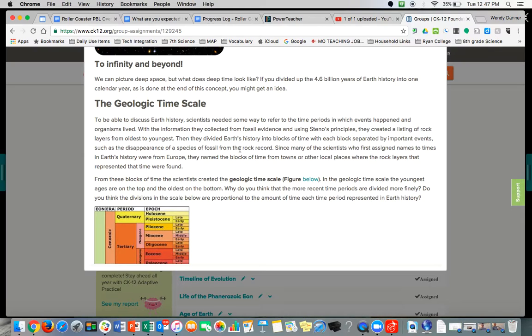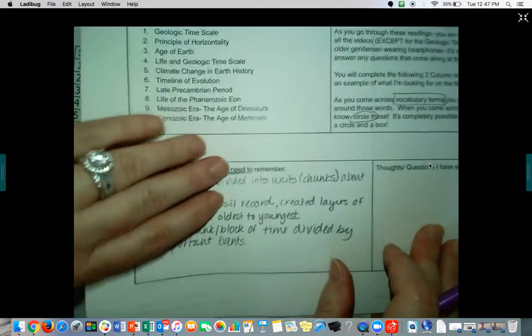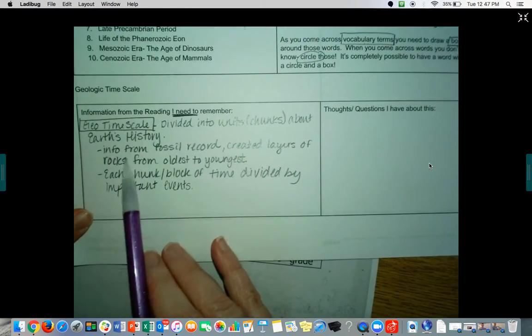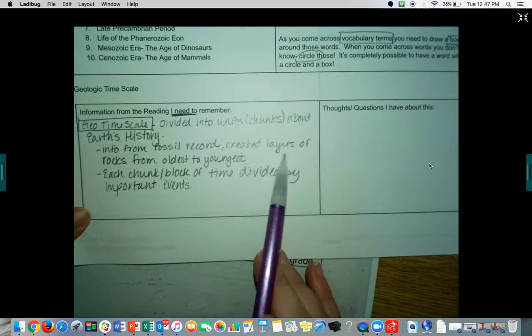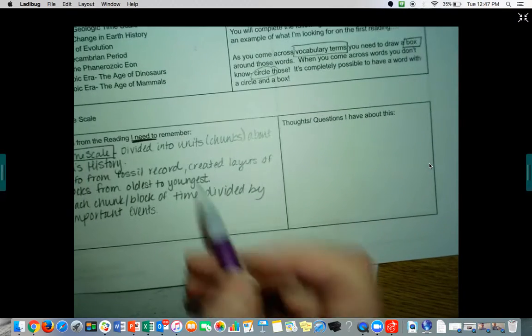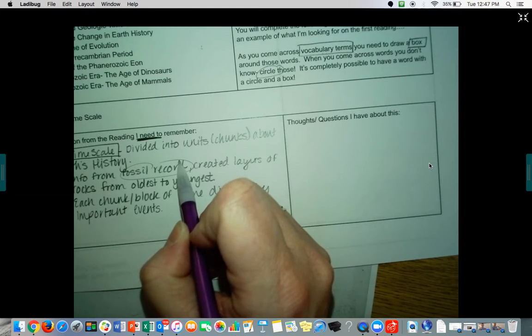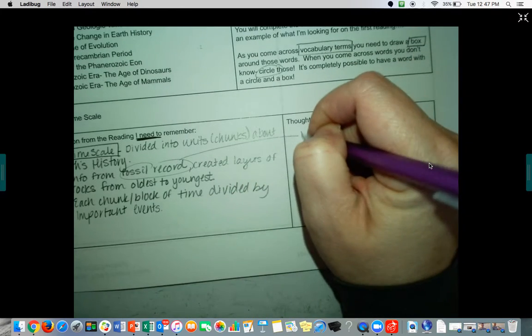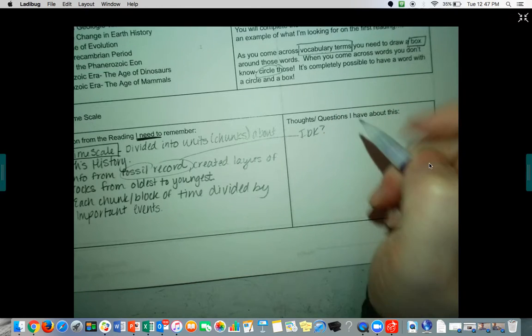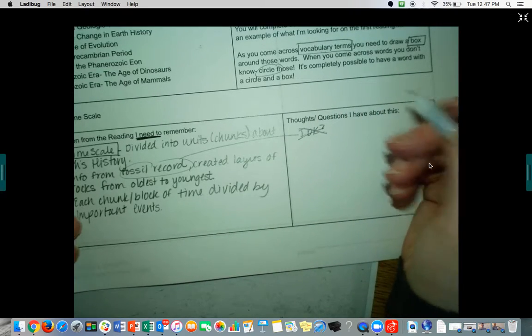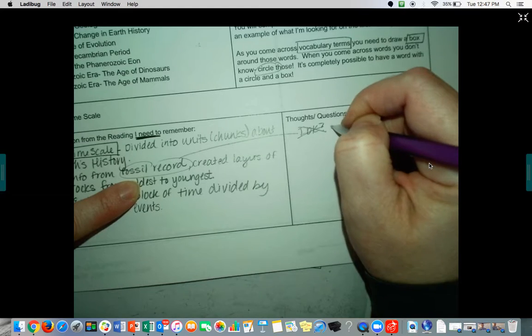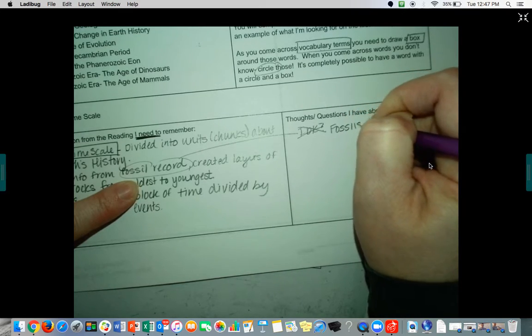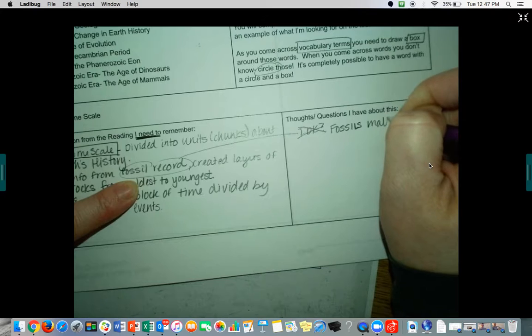Okay. So anyway, you can look at the rest of mine on your paper. So that's kind of what I'm looking for you to do. Now, let's go over here. Okay. So thoughts or questions that I have. So here's what I got. So Earth's history, it's info from the fossil record, created layers of rocks from oldest to youngest. Now, if I don't know what fossil record is over here, I would circle that and I would put something like IDK. I actually do know what it is.